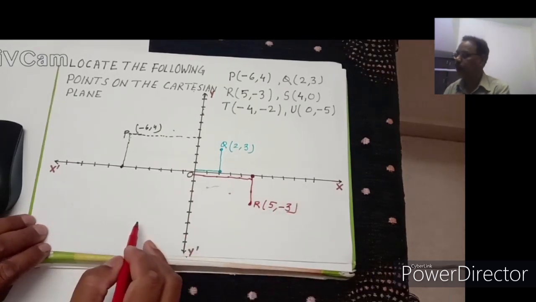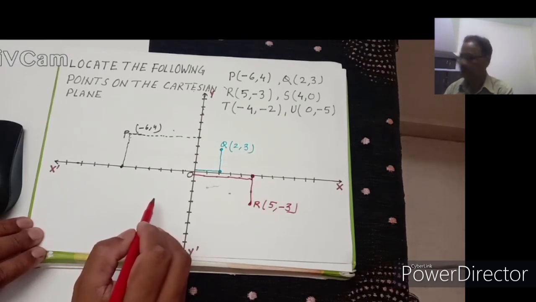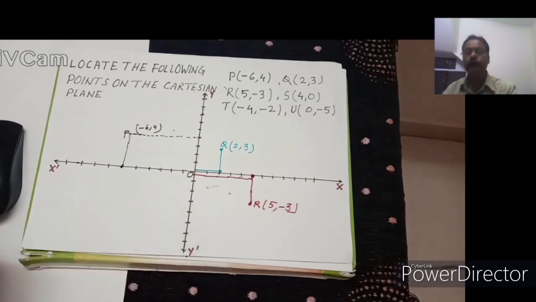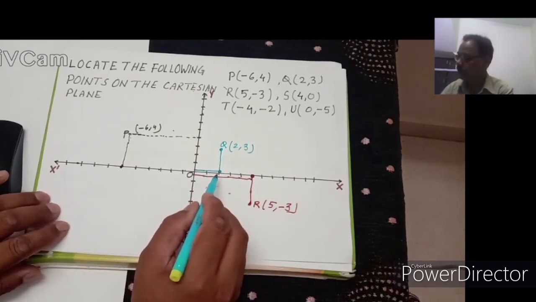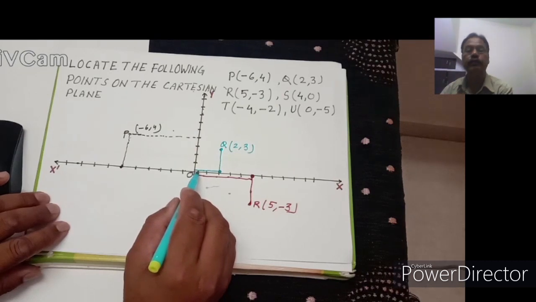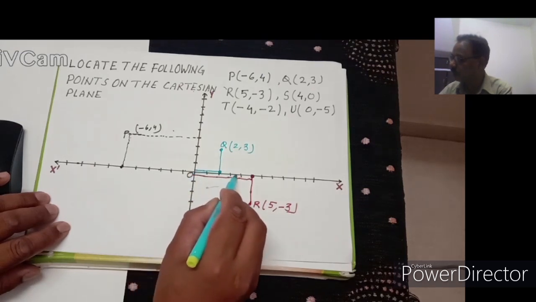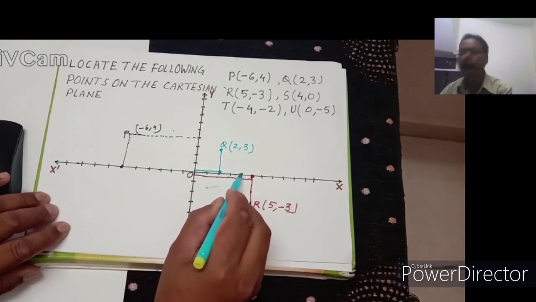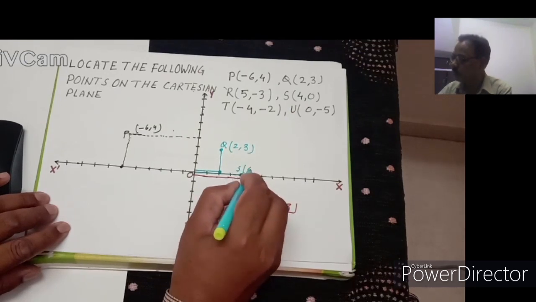Now the next point is point S, 4, 0. On the x-axis we shall move only 4 units, and 0 means we shall not move anywhere from there. So 4 units to the x-axis. 1, 2, 3, 4. And we don't move anywhere from here because the y coordinate is 0. So this is the point S. Its coordinate is 4, 0.